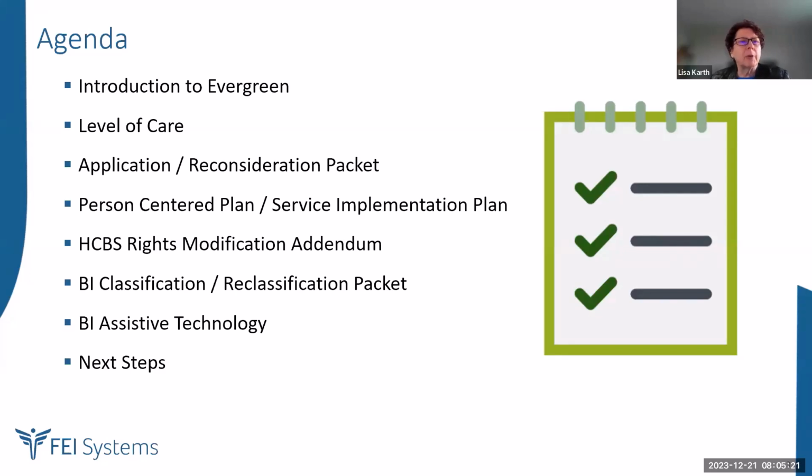We're going to move into the person-centered plan and the service implementation plan. This is where we're going to spend the bulk of our time together. There is the HCBS rights modification addendum that I'm going to show you. That's built into the PCP. We'll then also go over the BI classification reclassification packet and the assistive technology form. And then lastly, we'll talk about your next steps.